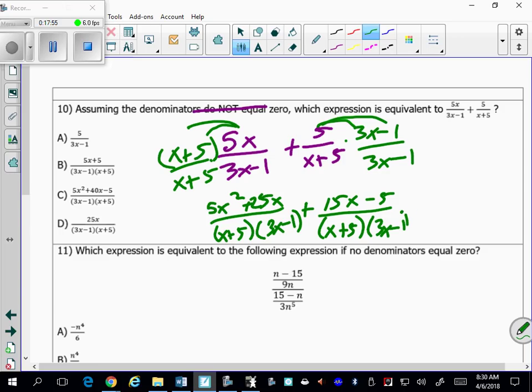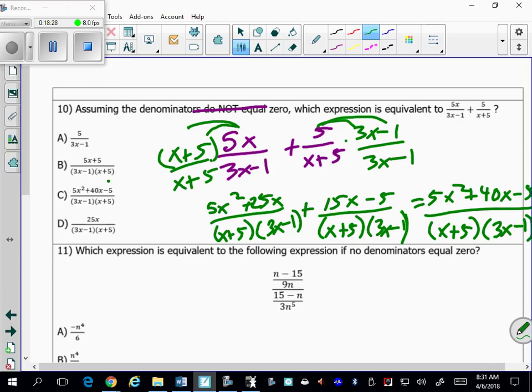So 5x squared plus, so 25x plus 15x is 40x, and then plus the -5, which is the same thing as subtract 5, over the denominator. You should look to factor the new numerator if you can. 5 times -5 is -25. What two numbers multiply to -25 that add up to 40? There's nothing, and so we're good. That's going to be our final answer.